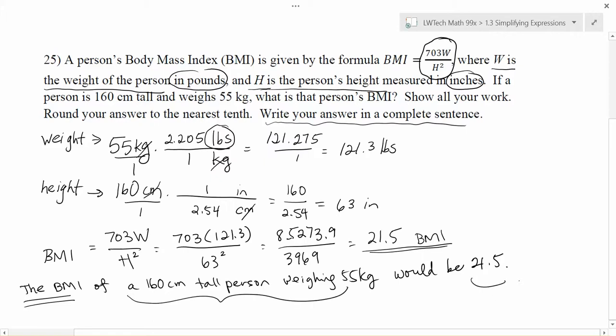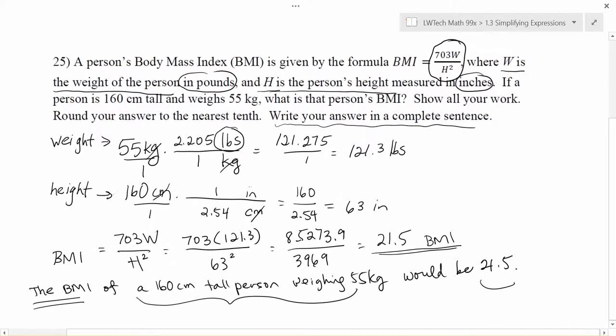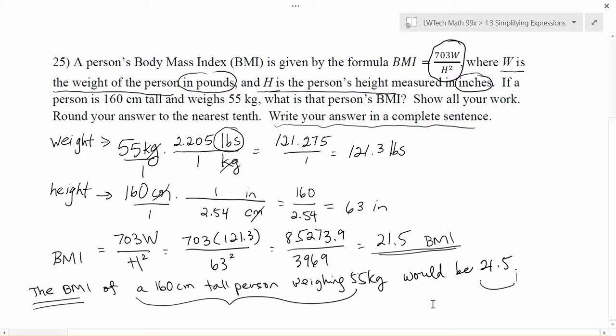In this case, we don't really have a type of unit that we give for body mass index, so we can just leave it at 21.5. But if this was something that we knew a unit for, we would definitely want to include that in our description.